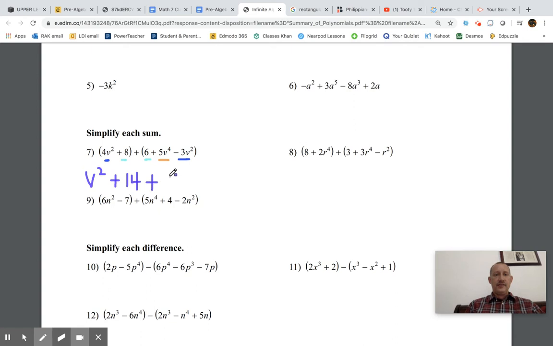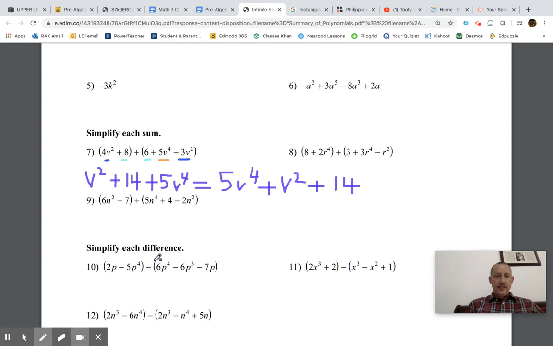Now this is not in standard form, so if you look at the answer key, you'll see, wait a minute, it looks different than what I have. And so to put it in standard form, we put this term first, 5v to the fourth, because it has the highest power. V squared has the second highest power. And then 14 is the lowest power. That's adding polynomials. Okay.